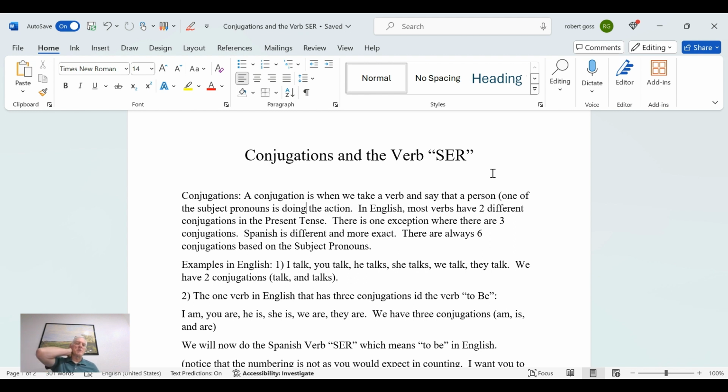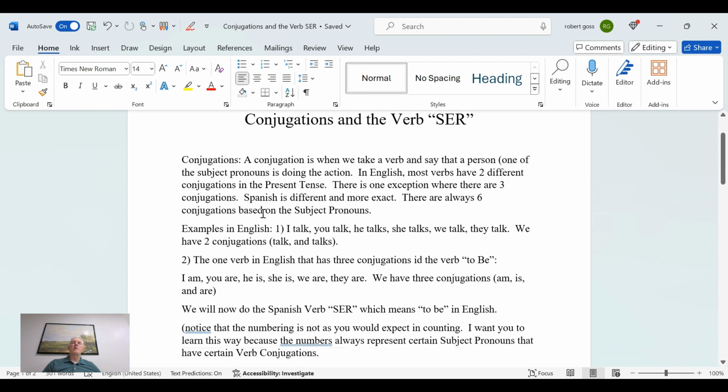Okay, so now if I would put the subject pronouns in front of talk, and I put it in the present tense in English, I would say, I talk, you talk, he talks, she talks, we talk, they talk. So we just have 2 conjugations. We have talk, spelled T-A-L-K, and we have talks, T-A-L-K-S. So we use talk with I and you and we and they. We use talks when we have he and she. So we have 2 different verb conjugations. Well, again, in Spanish, there's going to be 6 different verb conjugations with every one. So that'd be kind of a difference in a way of thinking that we have to do.